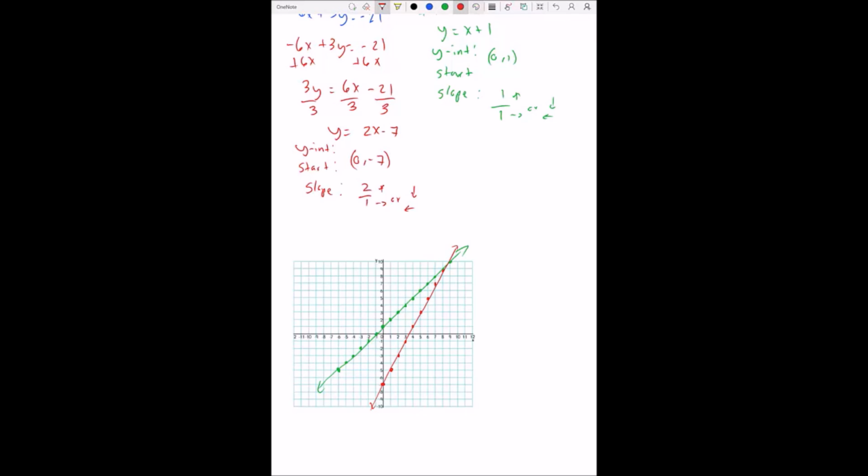And where they intersect, right here, is the solution, which is at 8, 9. So the solution is 8, 9.